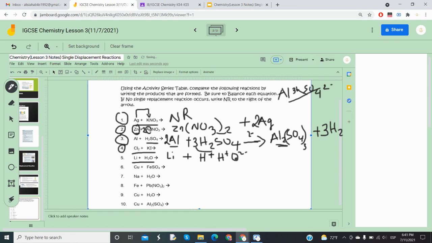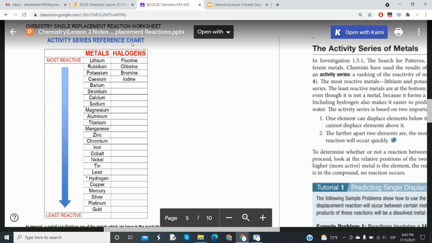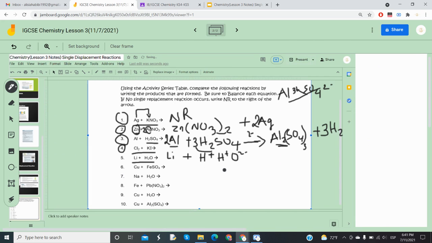So now, once you've broken it down, you have to check the activity series and see which one displaces which. Of course, lithium is much higher than hydrogen. It's way at the top, the most reactive. Hydrogen is way at the bottom. So lithium is going to displace hydrogen, and that's going to mean it's forming lithium hydroxide, LiOH, and hydrogen gas being displaced.